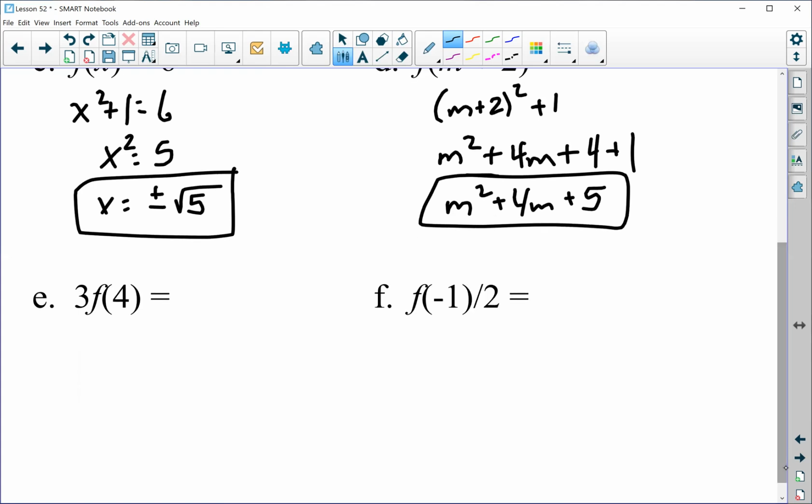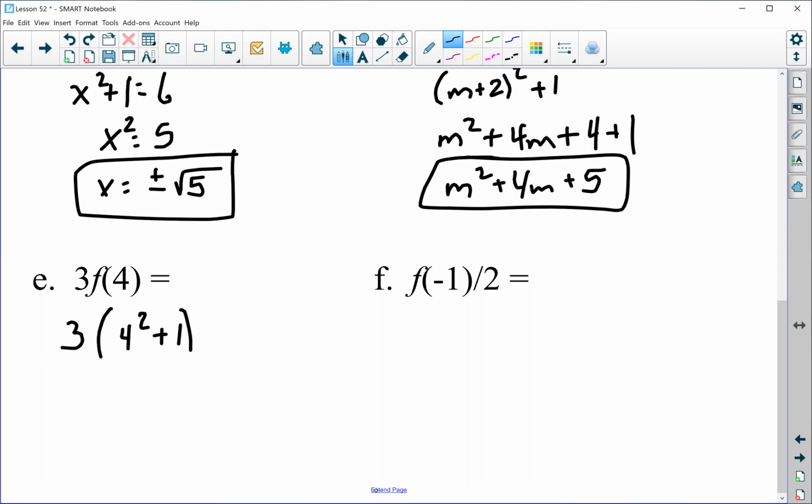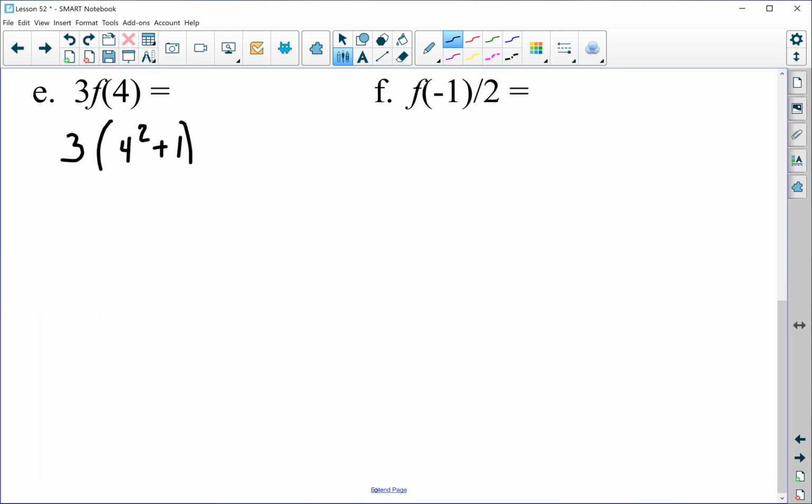A couple other things you could see. 3 times f of 4 literally means take 3 and multiply by the answer you get when you plug 4 into your function. Four squared is 16 plus 1, 17, and 3 times 17 is 51.